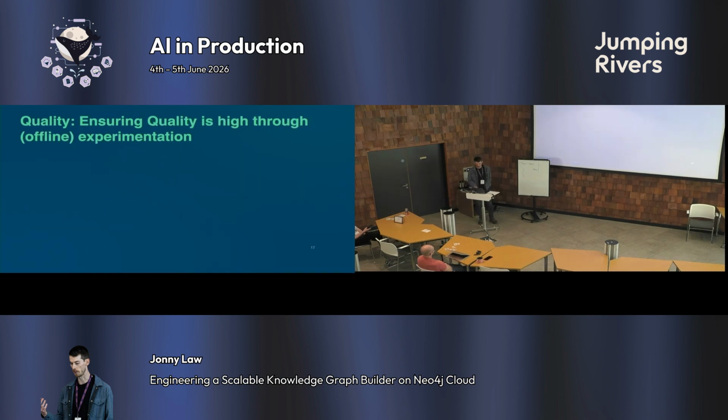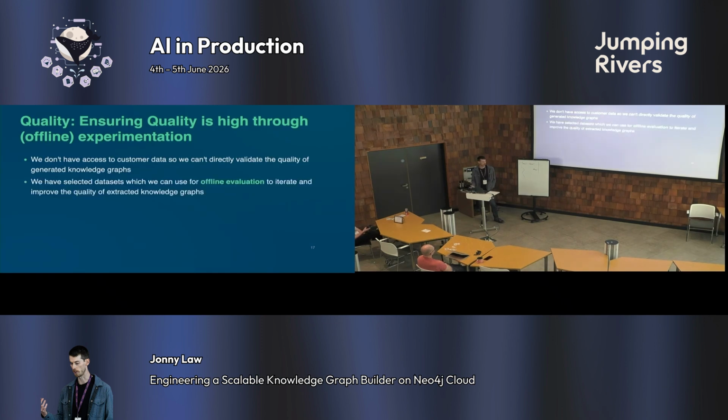Exactly. So we want to ensure that quality is high through some sort of experimentation. I'm going to talk a little bit about offline experimentation. Again, we don't have access to the customer data, so we can't directly validate the quality of their generated knowledge graphs. But we do have some selected data sets from our friends in industry, and we also create some ground truth schemas and have LLM judges and things like that to assess quality of generated graphs.